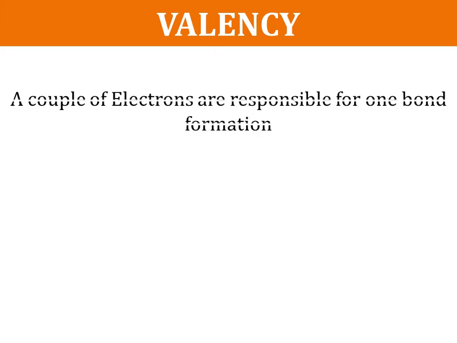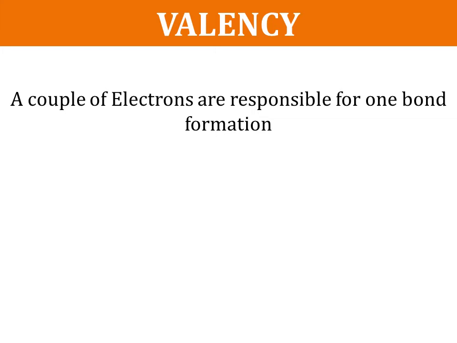So, a couple of electrons are responsible for 1 bond formation. This is the minimum number of electrons responsible, and that's also the maximum number of electrons responsible for 1 bond formation. That's 2.